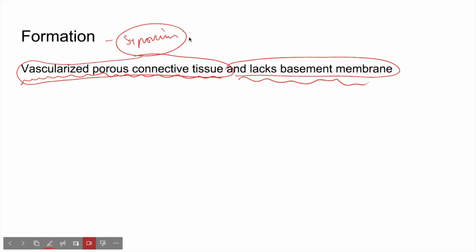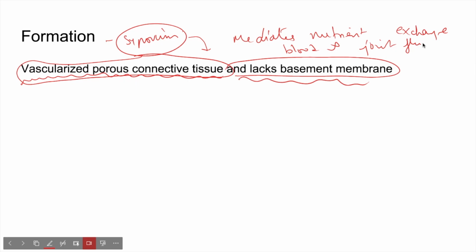And what is the function of synovium? Synovium mediates nutrient exchange between the blood and joint fluid. It's a porous connective tissue, but it is some kind of a barrier between the joint fluid and the blood.